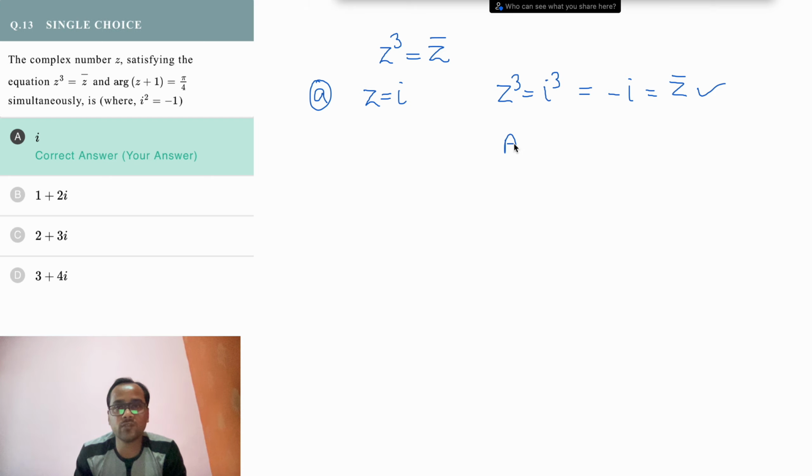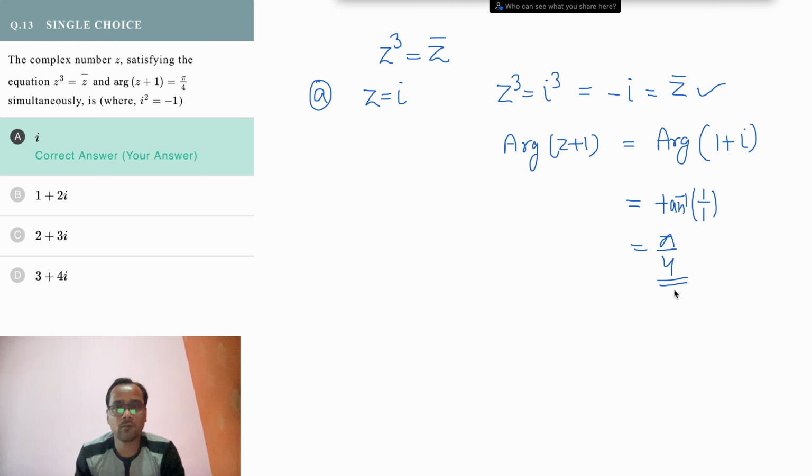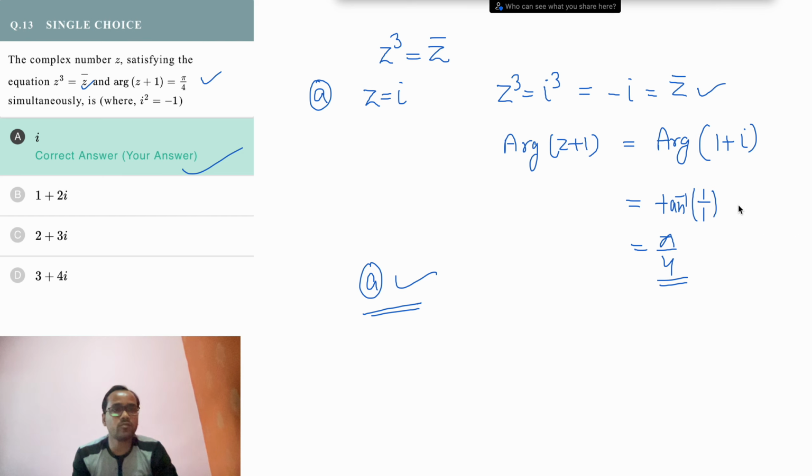Now what is the argument of z plus 1? That means z plus 1 is 1 plus iota, and the argument of 1 plus iota will be tan inverse 1 upon 1, that's pi by 4. So this statement is also correct for option A. That means option A satisfies both the equations, this also and this also. So option A is the right answer. We need not check options B, C and D. I hope this is clear.